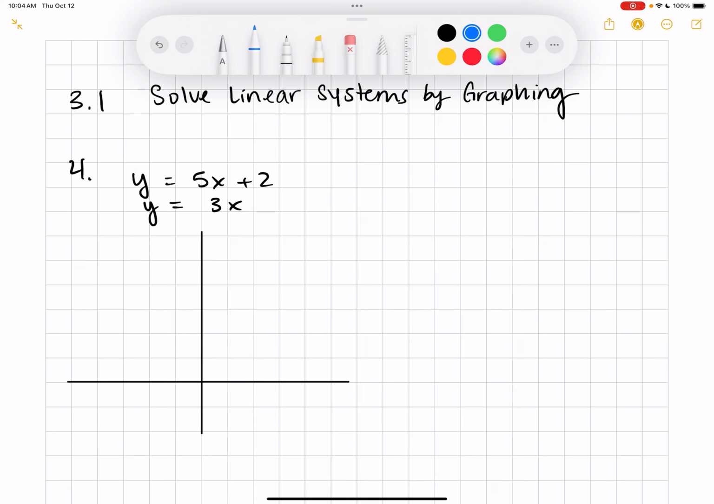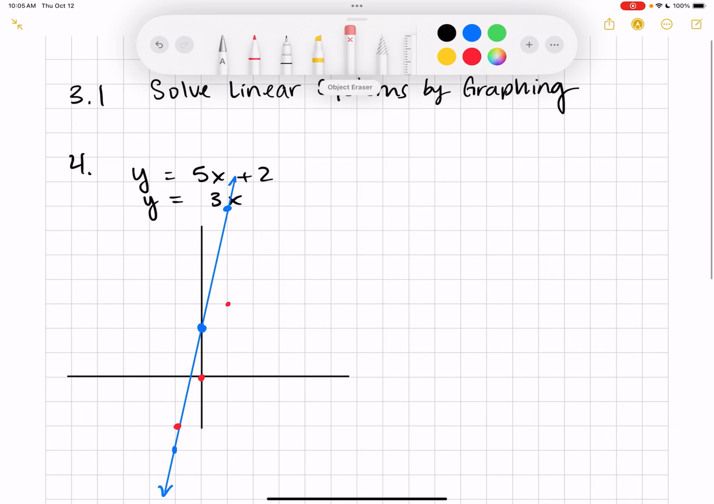All right, so we graph each line individually. So y equals 5x plus 2. So intercept at 2. And then up 5 over 1. So that's my first line. The other one has an intercept at 0. And then up 3 over 1, down 3, back 1. That's not 3, that's 2. 1, 2, 3. There we go.